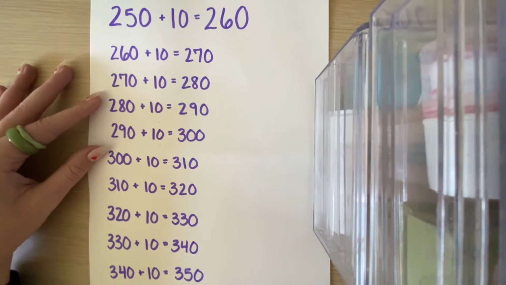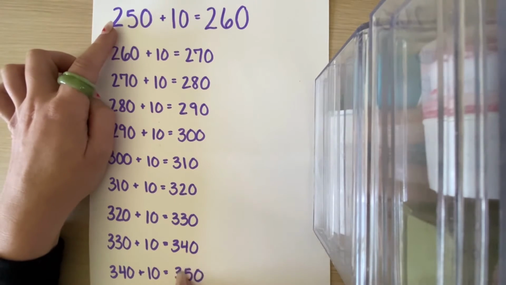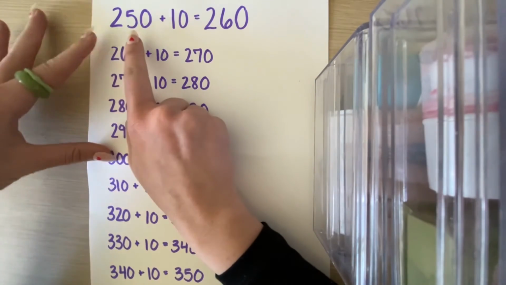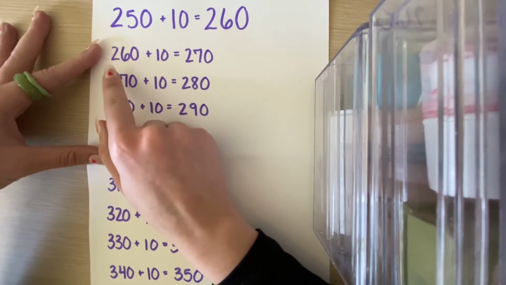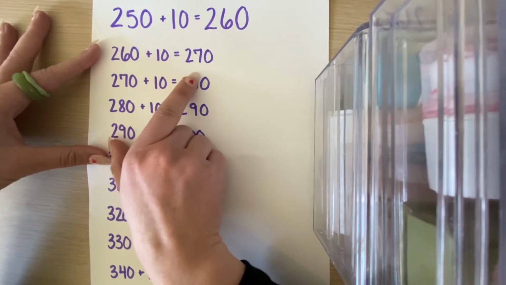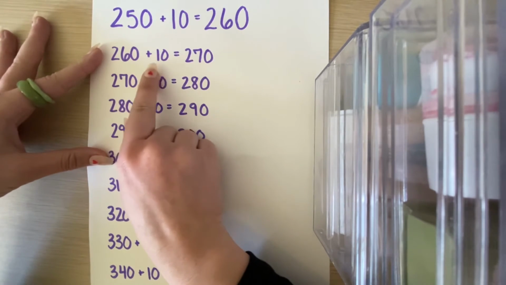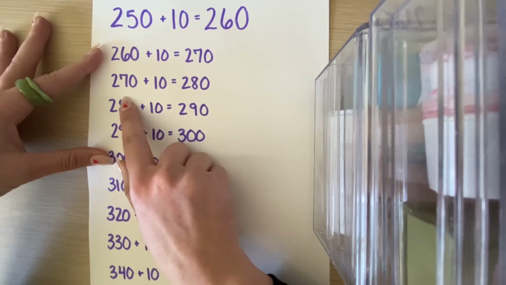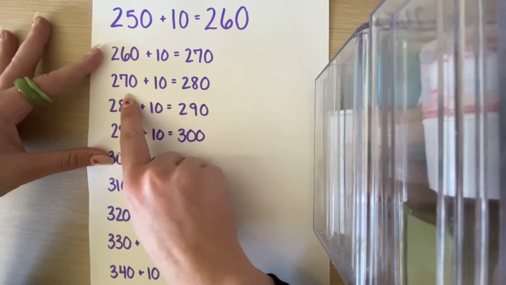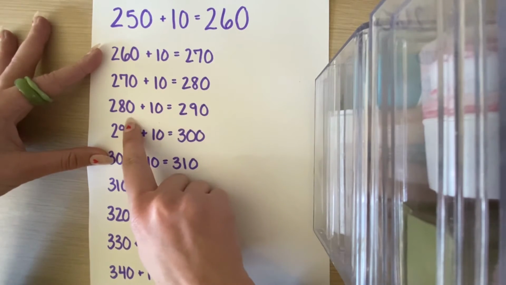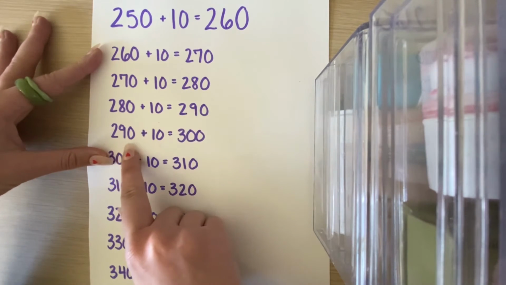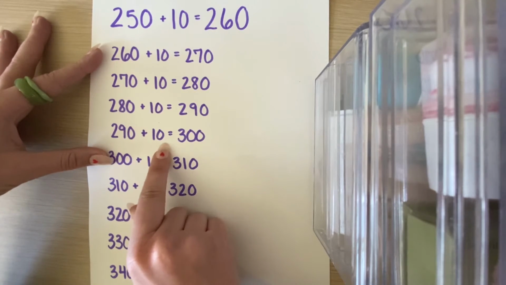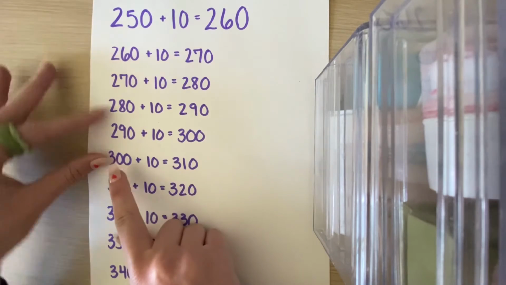Now let's move on to the tens. We're going to be counting from 250 to 350. Let's begin. 250 plus 10 equals 260. 260 plus 10 equals 270. 6 plus 1 equals 7. 270 plus 10 equals 280. 7 plus 1 equals 8. 280 plus 10 equals 290. 8 plus 1 equals 9. 290 plus 10 equals 300. 90 plus 10 equals 100.